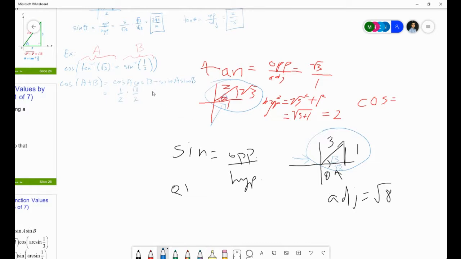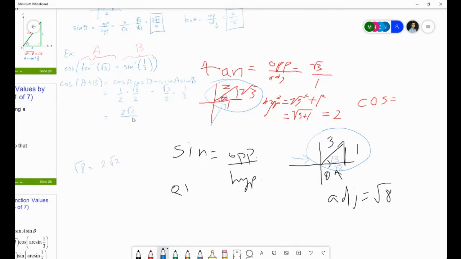Okay, I see where you're going with that. That makes sense. Yes. So sine A is 2, sine B is 1/3. Now we simplify. By the way, square root of 8 is equal to 2 square root of 2. So we can simplify that.